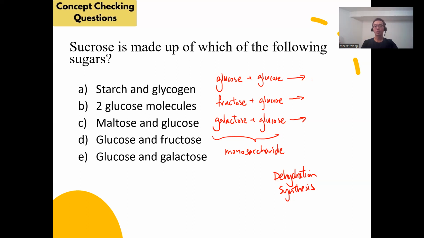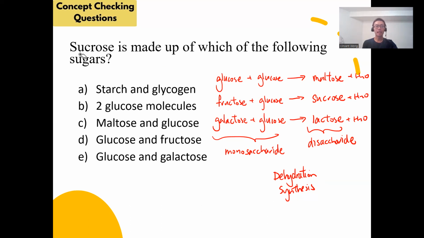So glucose plus glucose will give you maltose, and you have to know this for your quiz, right? Fructose plus glucose will give you sucrose, and galactose plus glucose will give you lactose. So these are disaccharides. We connect the monosaccharides together using dehydration synthesis. And of course, each one of them would create a water molecule, right?